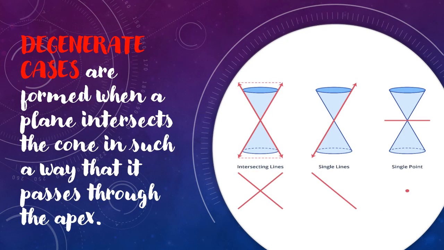Lastly, we have degenerate cases. Degenerate cases are formed when a plane intersects the cone in such a way that it passes through the apex. So we have here the intersecting lines, single line, and the single point. So those are the different conic sections.